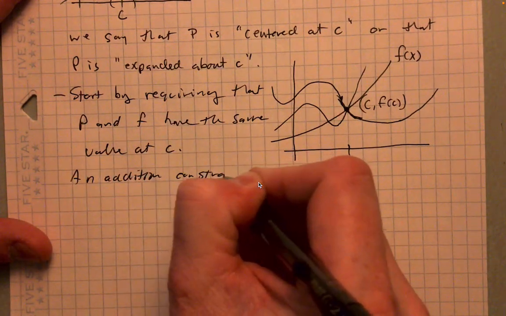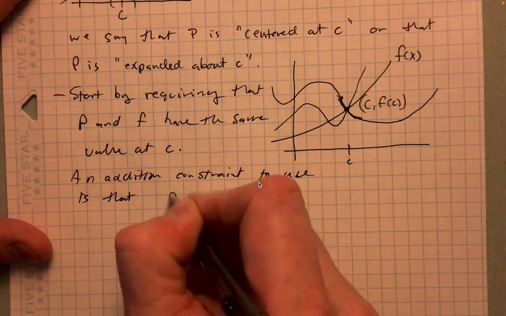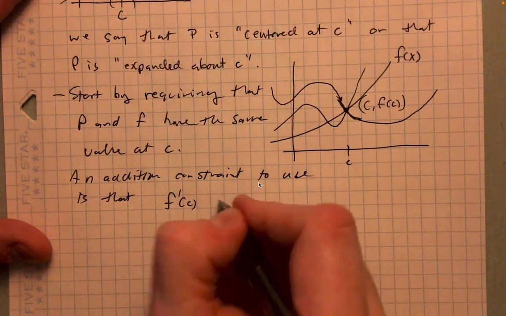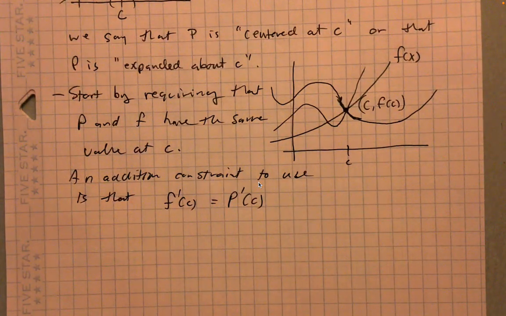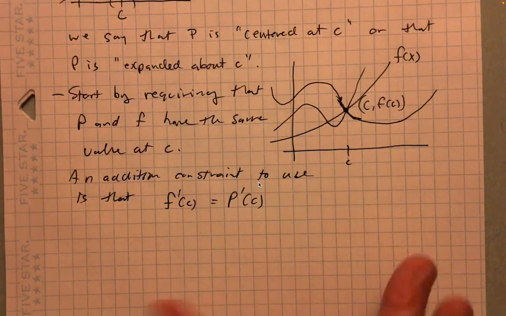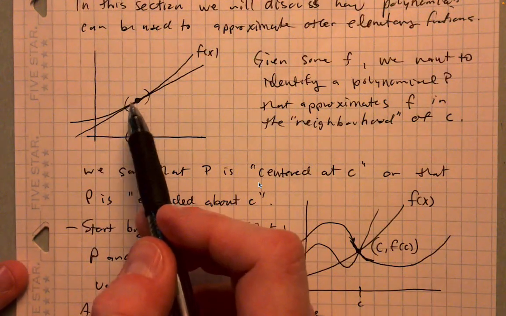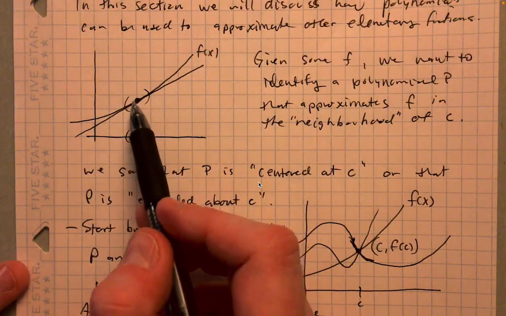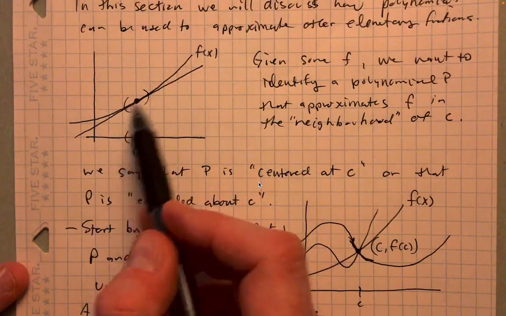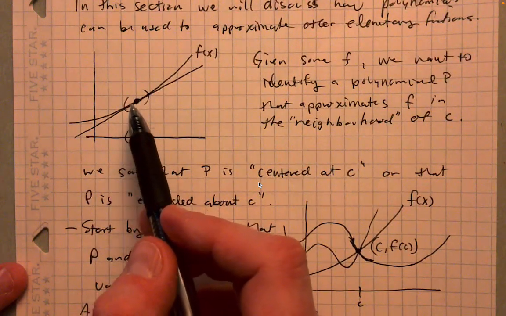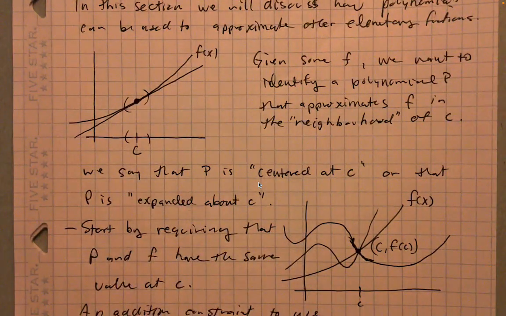An additional constraint to use is that the derivative of f at C be equal to the derivative of P at C. What does that guarantee? It guarantees that not only are the values of f and P the same at C, but also the derivatives are the same at C, which means the slopes are the same at C, which means that at least in the neighborhood of C, the lines are headed in the same direction.